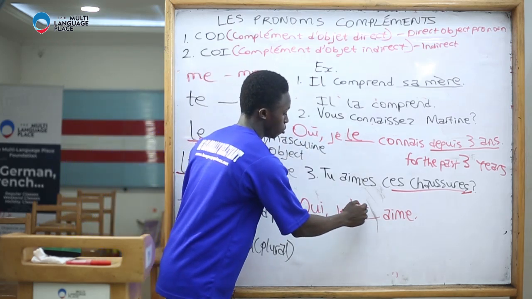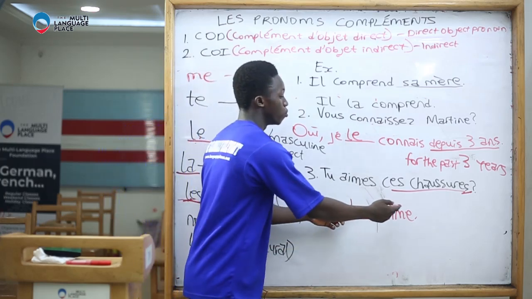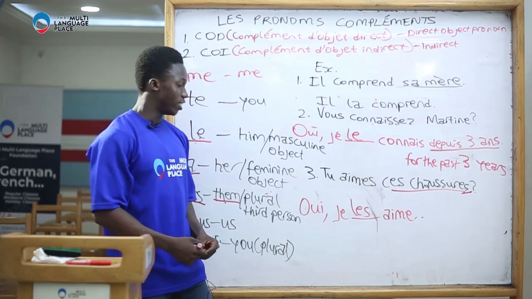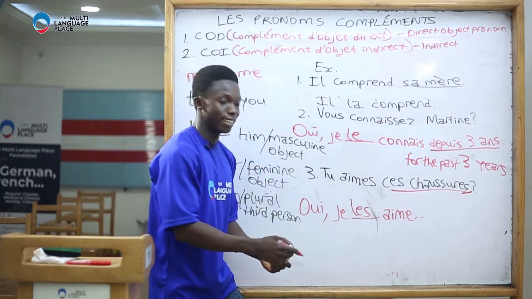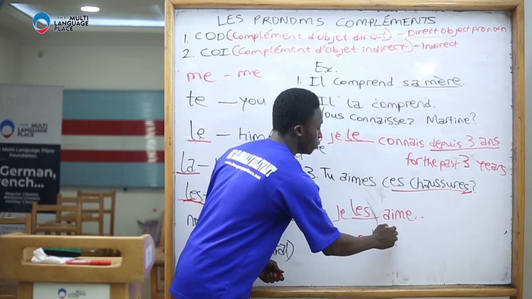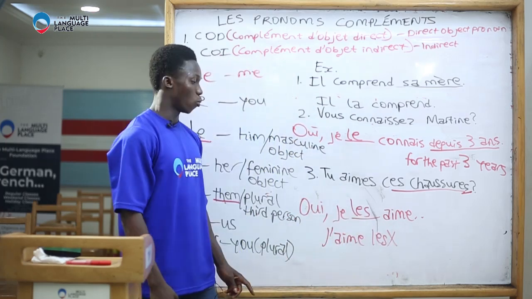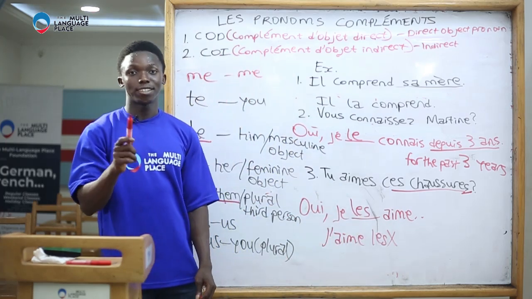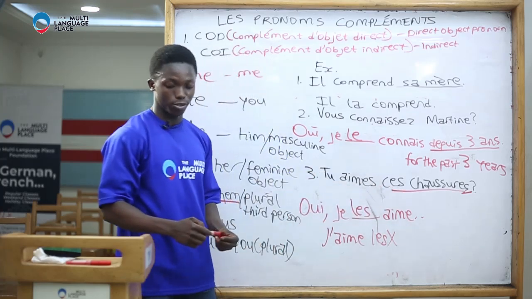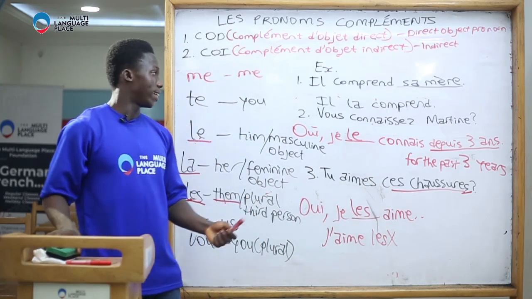And this les would be here. Why? Because it comes immediately before the verb acting on it. Unlike in English, you would have said, yes, I like them. J'aime les. But this would be wrong. This is the correct form. Why? Because COD, direct object pronouns, always come immediately before the verb acting on them. Très bien.